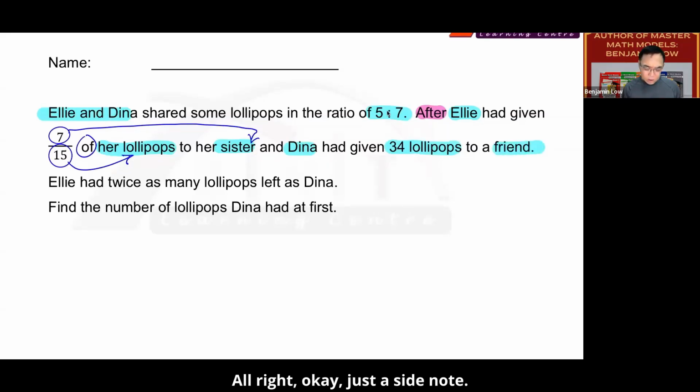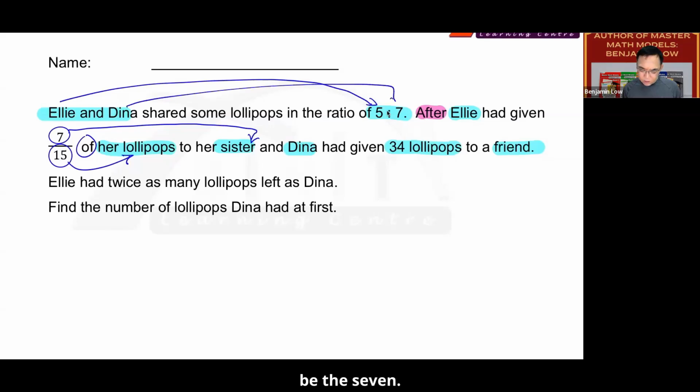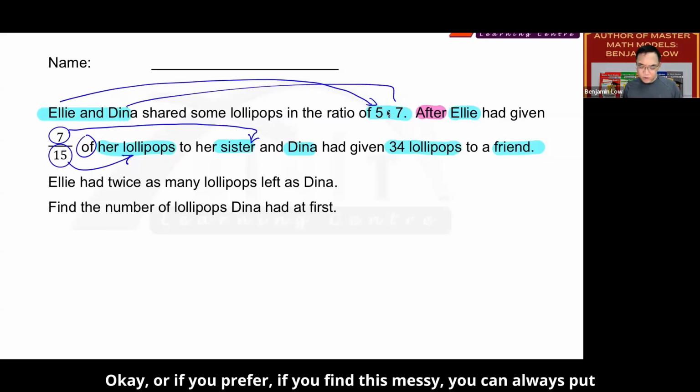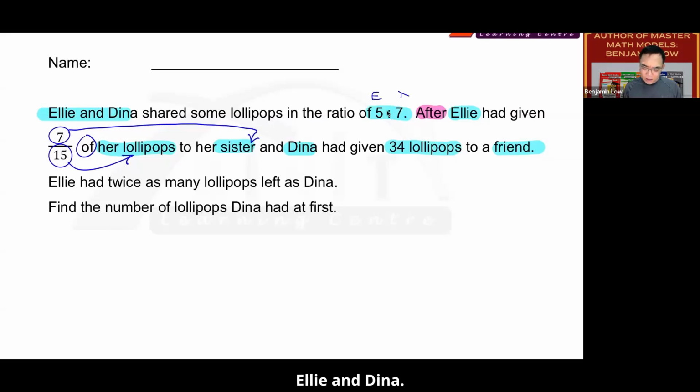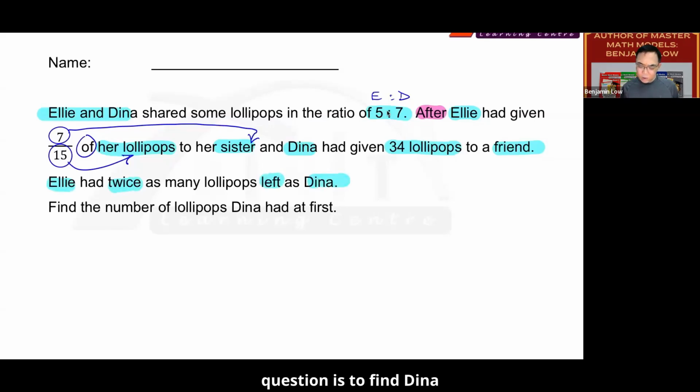Okay. Just a side note, do note that Ellie here, of course, would be the 5, and Dinah here would be the 7. Or if you prefer, if you find this messy, you can always put Ellie and Dinah. If this helps you. Okay. Let's carry on. So next, it says that Ellie was twice as many left as Dinah, and the question is to find Dinah at first.